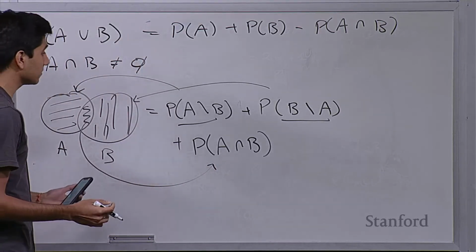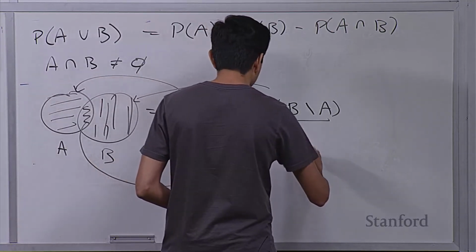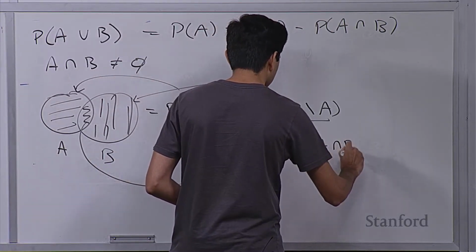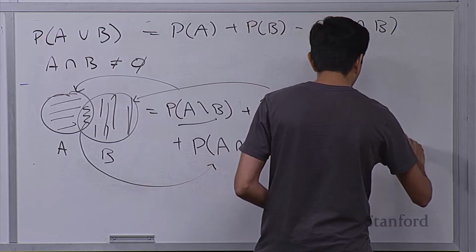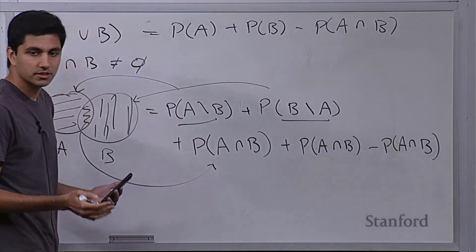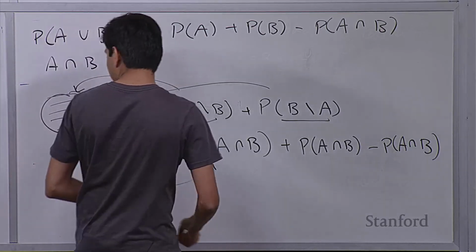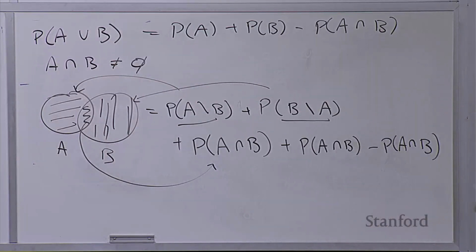Then one interesting trick we can do is add and subtract P of A intersection B. Clearly, if you add and subtract the same thing, the equation stays the same. And now what we notice is that, oh, we only have a black marker. Well, I guess we have a red marker. That might be helpful.